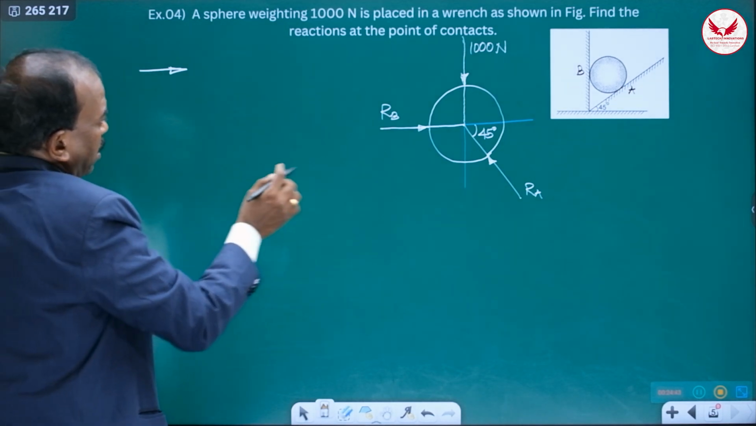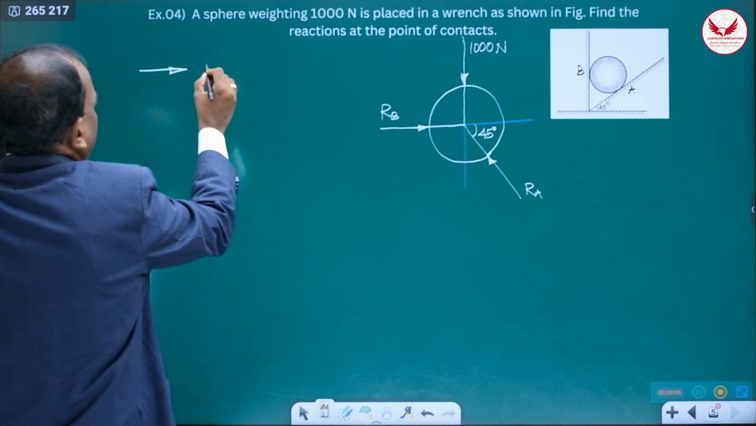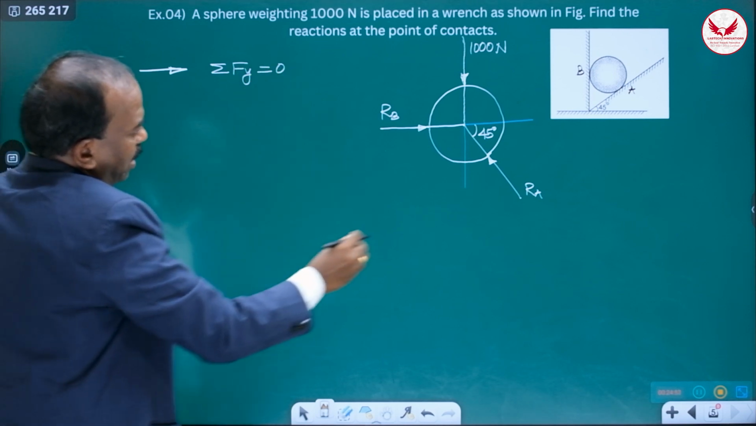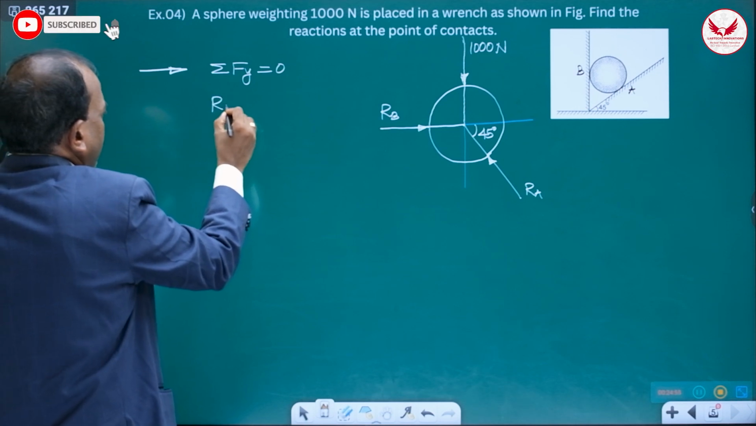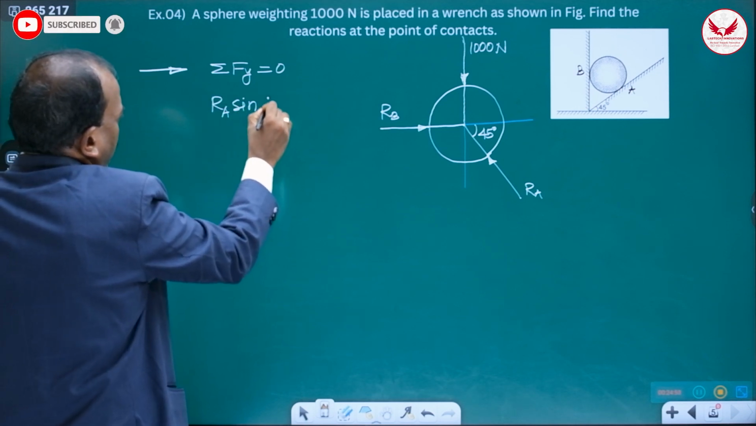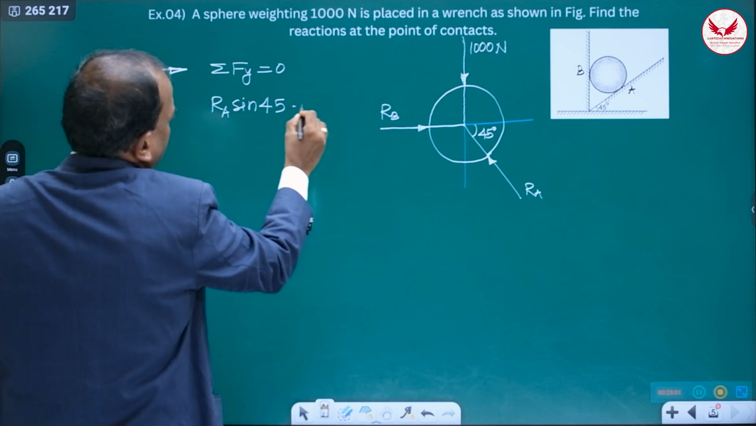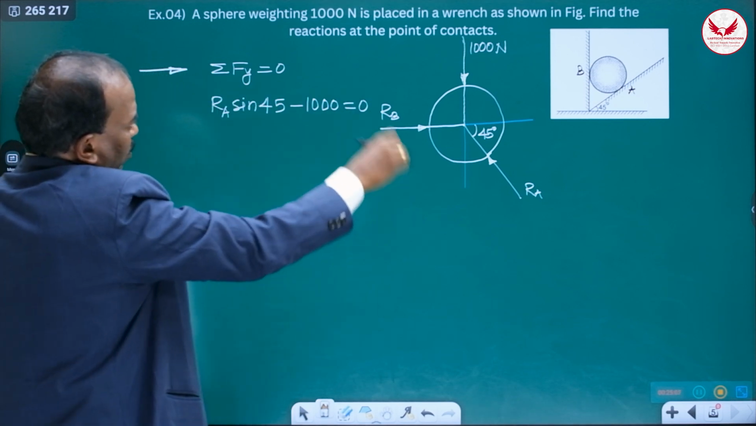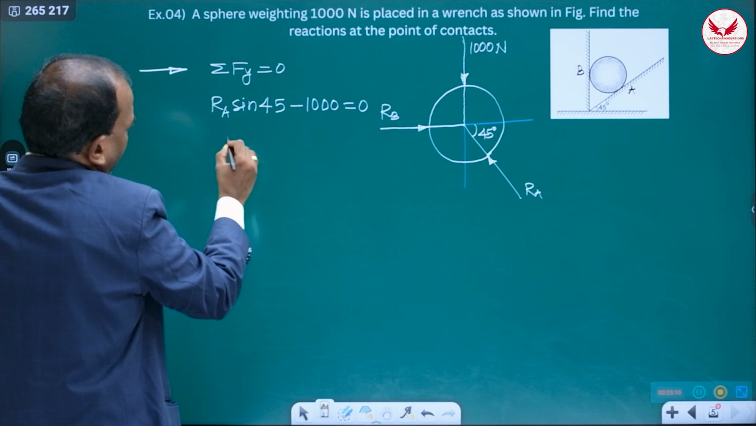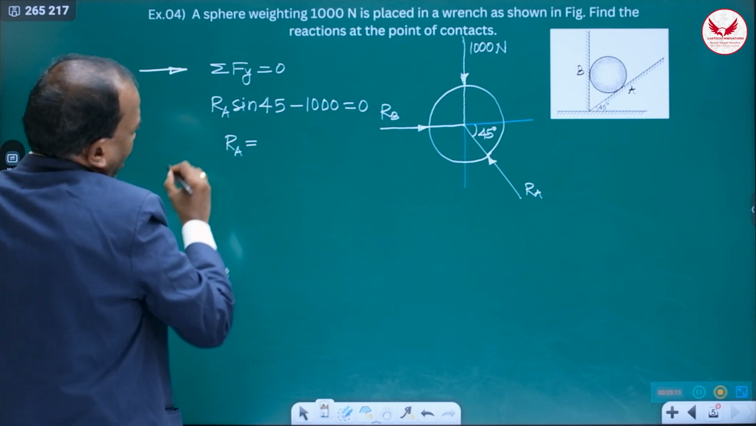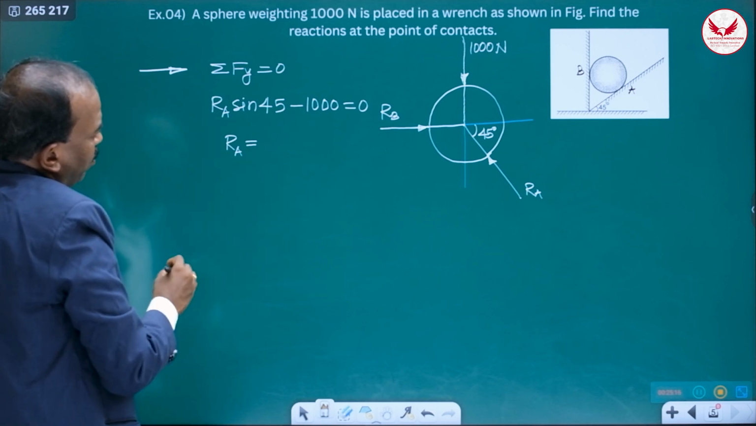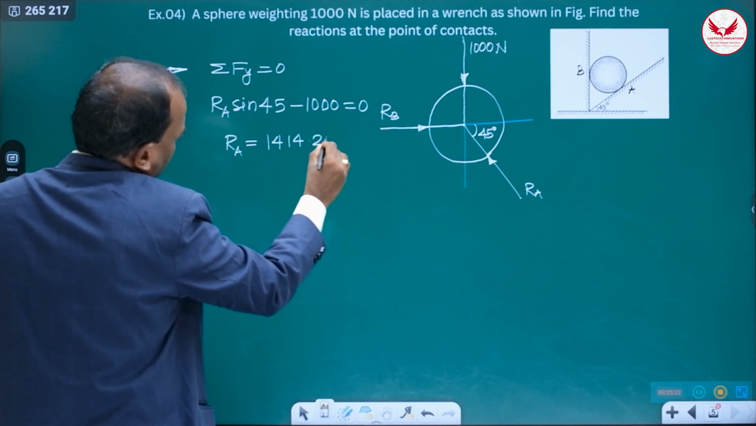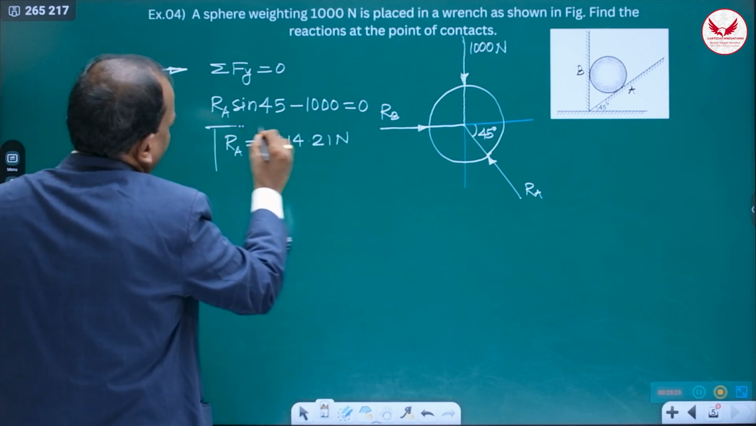So here, if one unknown is horizontal, then you use summation Fy first. Summation Fy is equal to 0. Now summation Fy is what? RA sine 45 minus 1000 is equal to 0. So this is the summation of the forces in y direction equal to 0. And if we make this calculation, directly we'll get the value of RA. That RA value is 1000 by sine 45, means we'll get the answer 1414.21 Newton. So this is the reaction at A.